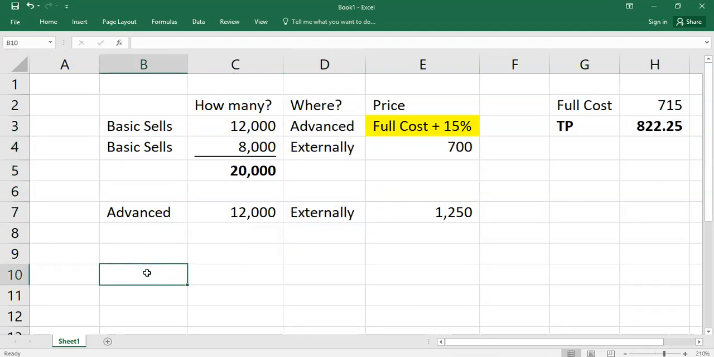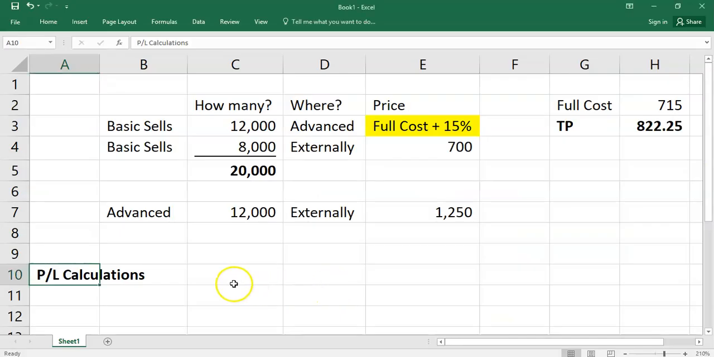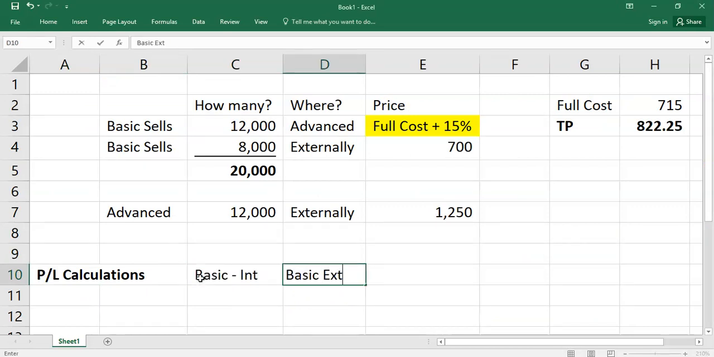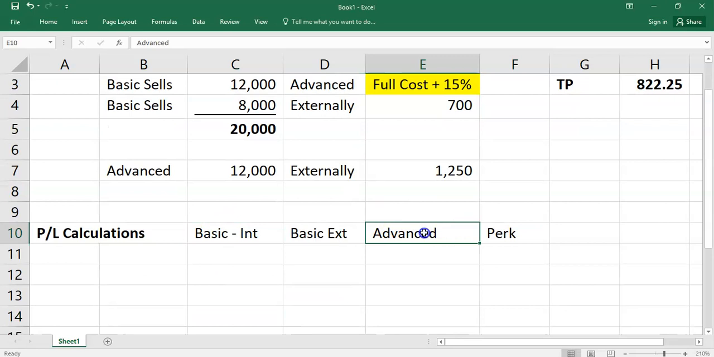So now what we're going to do is the profit and loss calculations, because that's what they've asked us for. They haven't asked us for a detailed P&L. They want the budgeted profit and loss, and we have to do it for Basic. We're going to do internal, Basic external, Advanced, and Perk, because they do ask us for the two divisions. The reason I'm separating them out is they have two different selling prices, depending on whether they're going internal or external. And then Perk is just them added together.